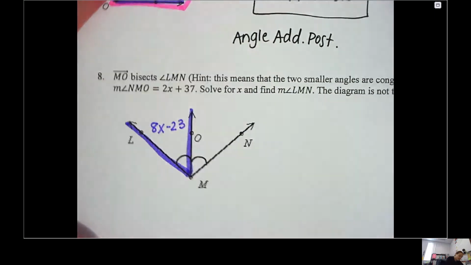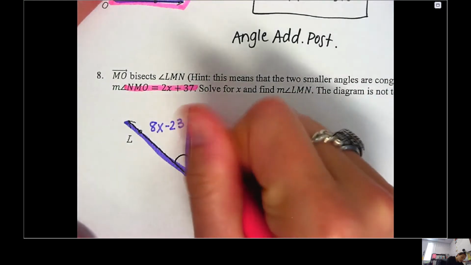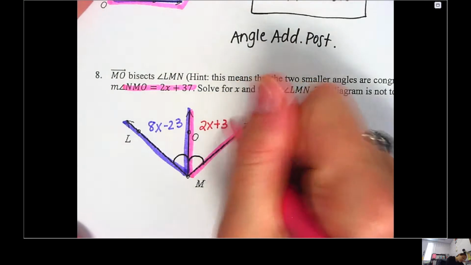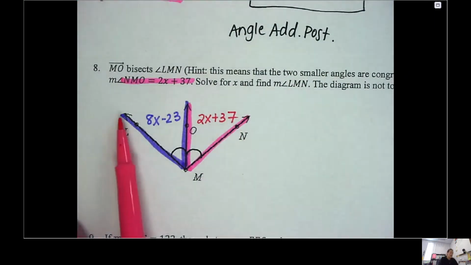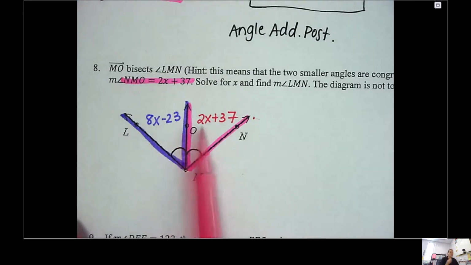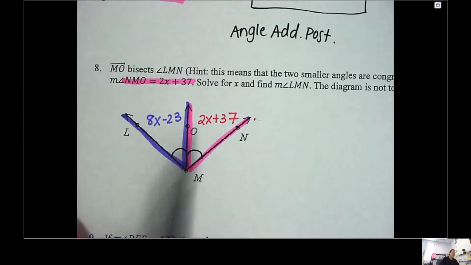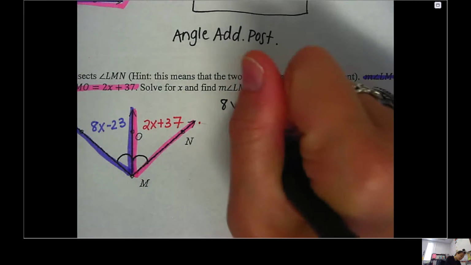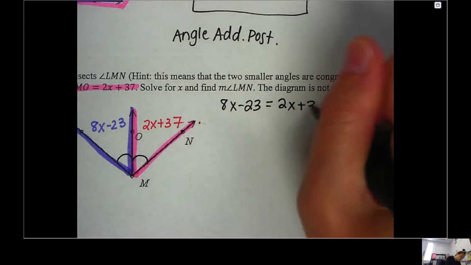And the measure of angle NMO, this one over here, is 2x plus 37. It wants me to solve for x and find the measure of angle LMN, which is the whole thing. Now, because I know these are exactly the same, because they're congruent, I can just take the two equations and set them equal to each other. So when you hear bisect, you should be thinking, take those equations and set them equal.